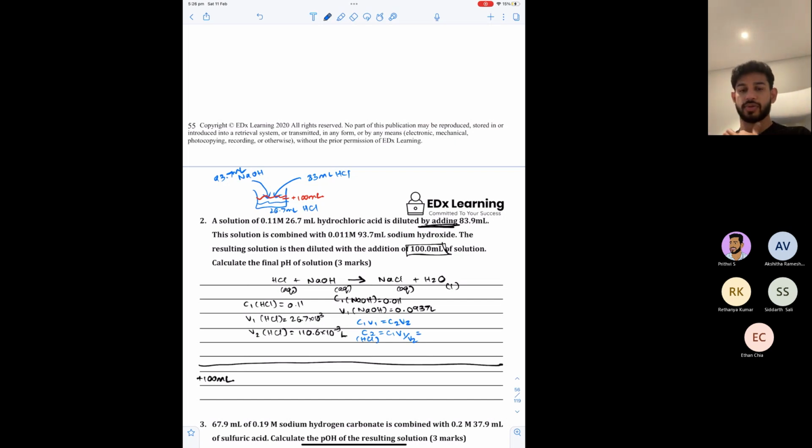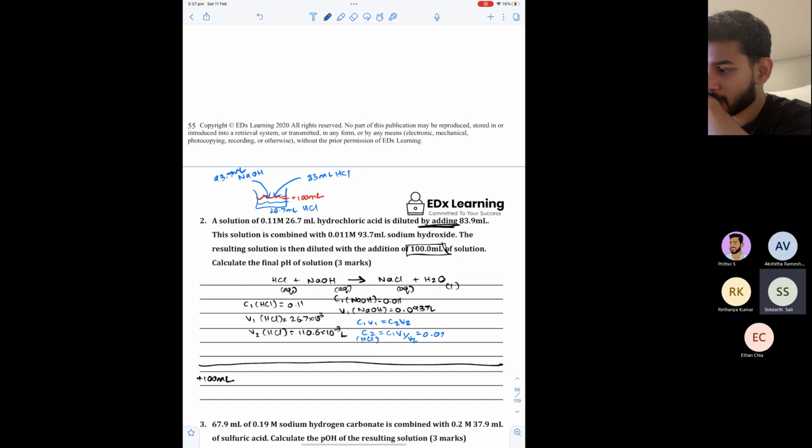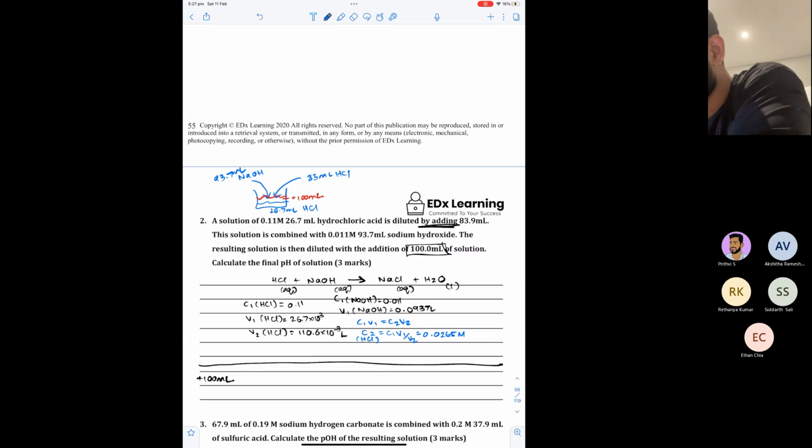So Tanya, what did you get as C2? Still solving it. That's all right. Akshita, has anyone already got C2? I got 0.0265 moles per liter. Good. All right. So that's a concentration C2 of HCl. Okay, keep going, Akshita. So we've got C2 of HCl. What can we do next? Come on, Akshita, what else can we do?